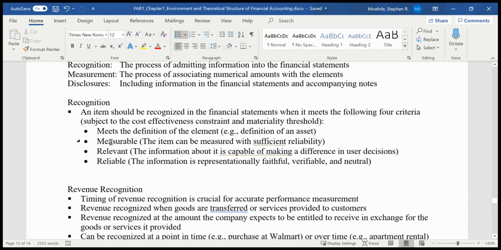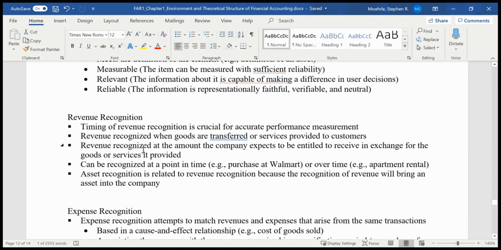It's measurable. The item can be measured with sufficient reliability. It's relevant. The information about it is capable of making a difference in the decisions of our users. And it's reliable. The information is representationally faithful, it's verifiable, and neutral. If it meets those 4 criteria, we will recognize it in the accounts and in the financial statements. And we'll see several examples of things that are recognized and things that are just disclosed.